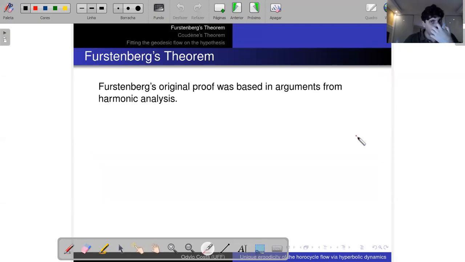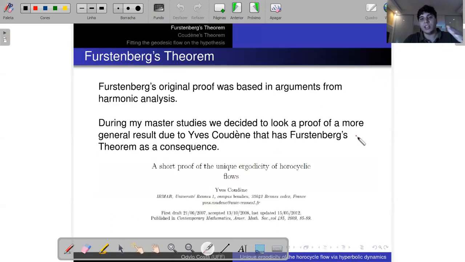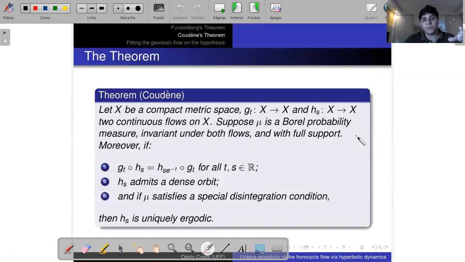Furstenberg's original proof was based on arguments from harmonic analysis, but during my master's studies, we decided to look at the proof of a more general result due to Yves Coudène that has Furstenberg's theorem as a consequence. Coudène's theorem is the following.